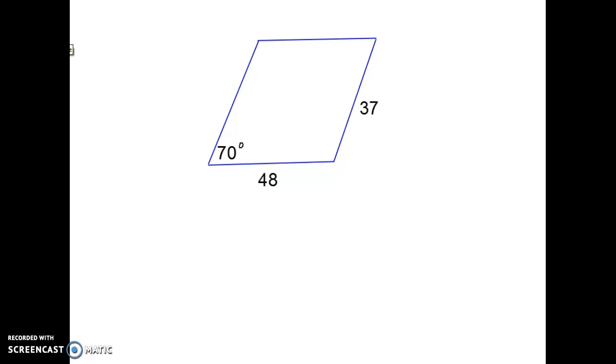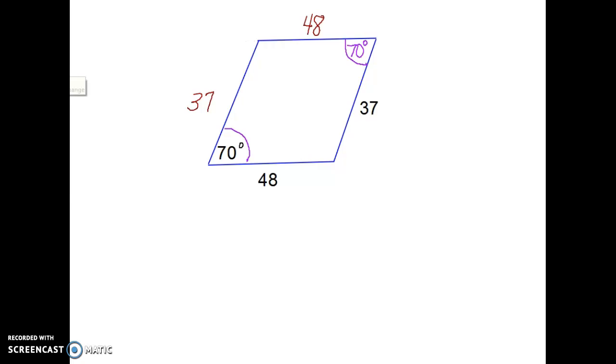Okay, so in my first example, once again I'm just going to tell you this is a parallelogram. There is a property that says opposite sides are congruent. That means the top side should have a length of 48, and this side on the left should also have a length of 37. That's what we consider to be opposite sides. There is also a property that states opposite angles are congruent. I'm going to start with this 70 degrees. This angle in the upper right-hand corner, that's considered the opposite angle. It would also have a measurement of 70 degrees.